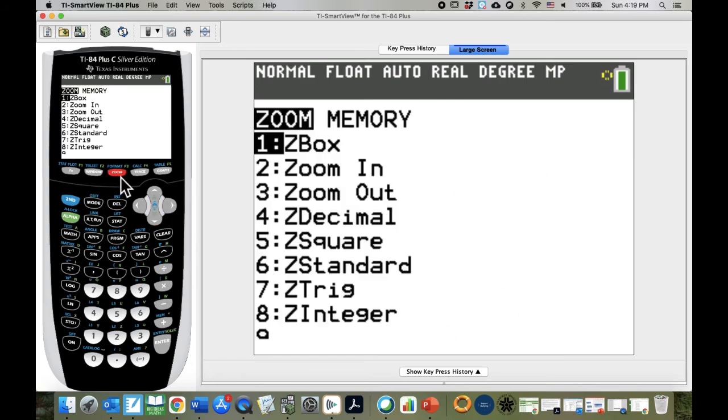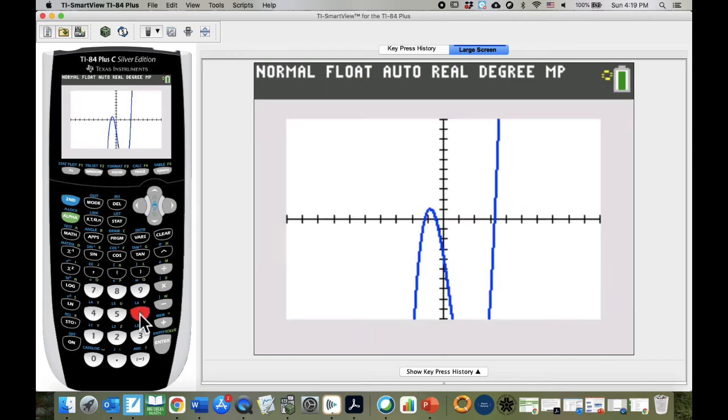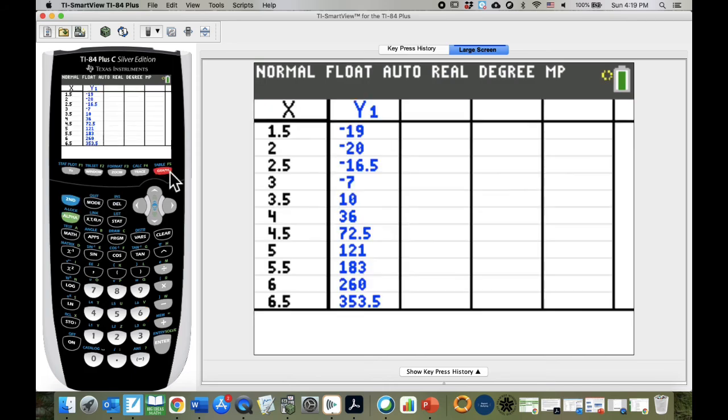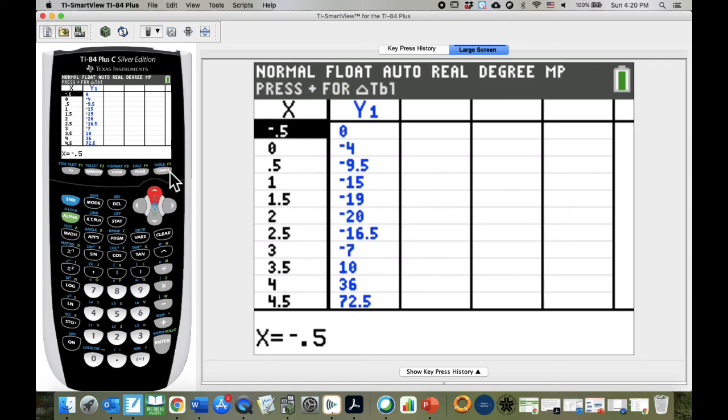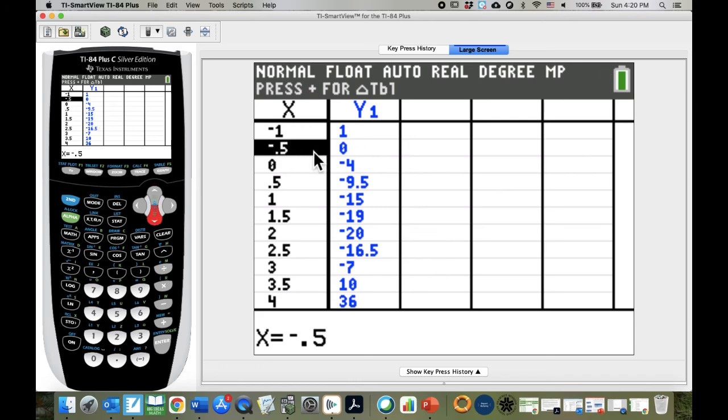I'm going to go to Zoom Standard, that's 6. Okay, here is where that list comes into play. I don't know if you can tell, but none of these really appears to go through an integer, right? Like right here, there's an integer, but it's not going through it. And right here, there's an integer, but it's not going through it either. This one here is not going through an integer, but maybe it's negative 1/2. And negative 1/2 was on our list. I'm going to go to the table, second table, and see if negative 1/2 is on my list. Yeah, it is. Negative 1/2 is a 0.